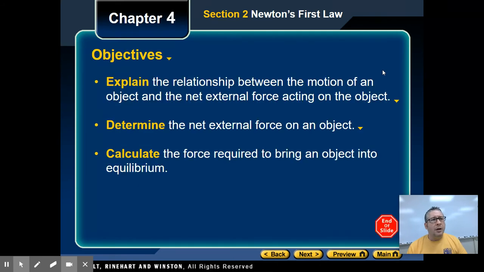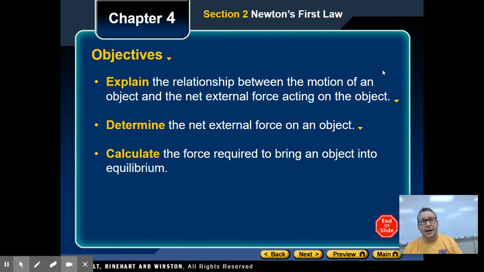All right, so in this section, we are going to explain the relationship between the motion of an object and the net external force acting on that object. Remember, when we say net external force, is there a net external force that's going to cause the change of motion or acceleration or state of an object? Okay, if not, then we say what's called an equilibrium. We'll talk about that towards the end of this section.